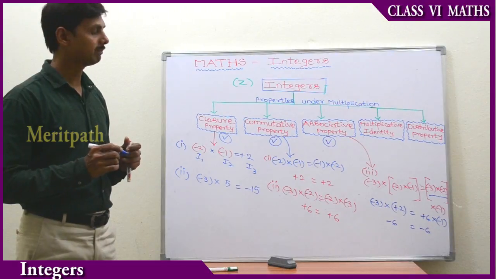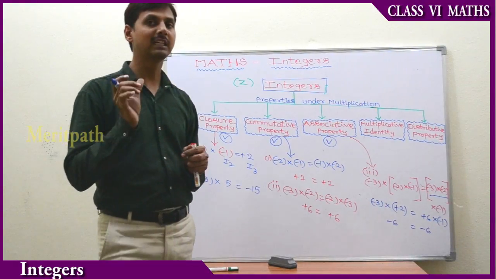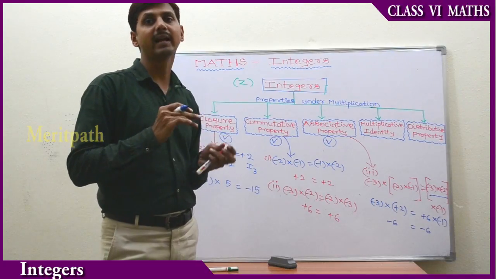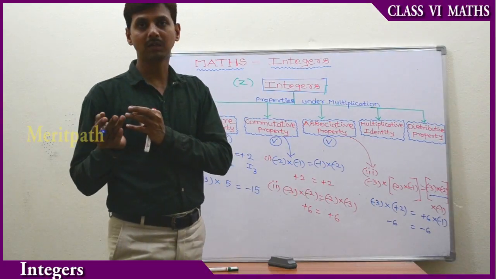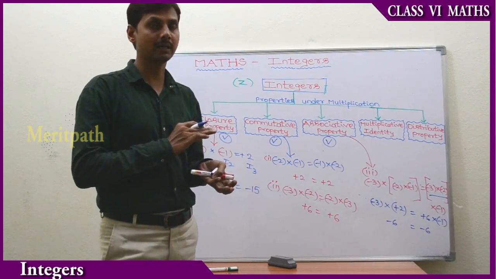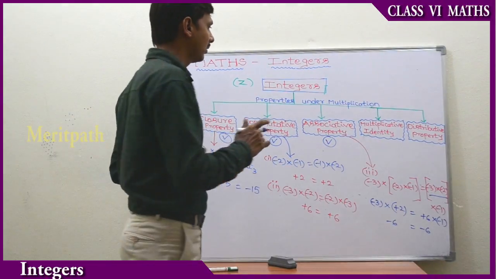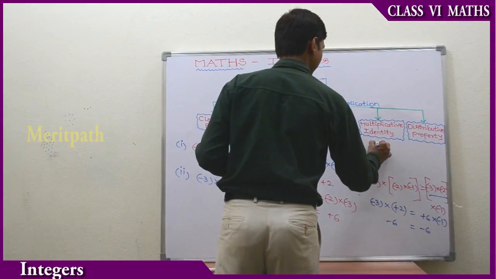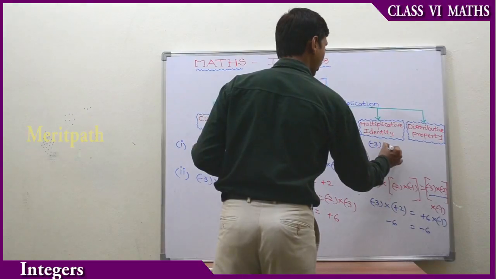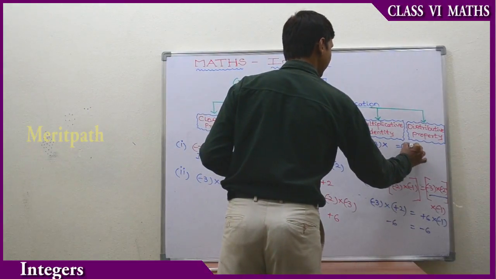Multiplicative identity. We take any integer and multiply it with one constant number. We need to get the same number we have taken as the result. So let's see what that number is. Minus 3, we have taken an integer. We need to multiply it by a constant number and get the same result.